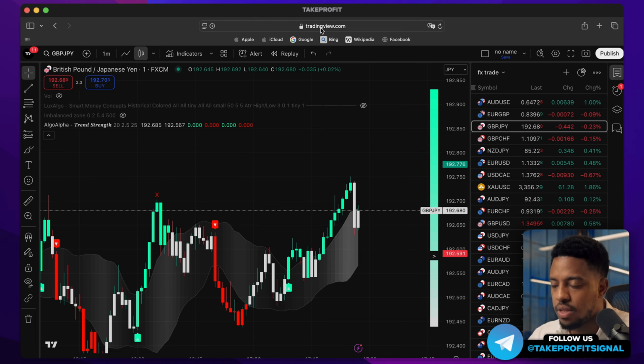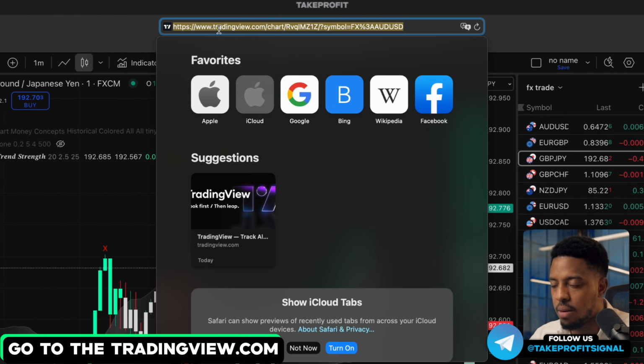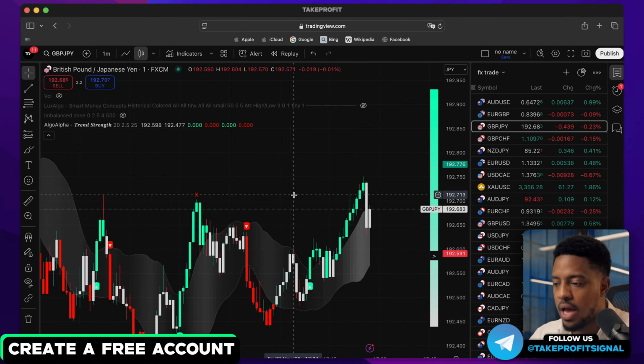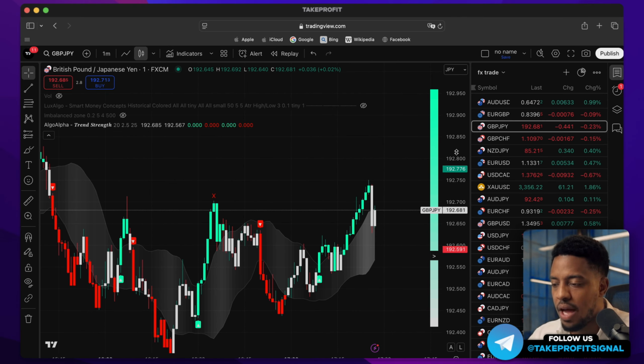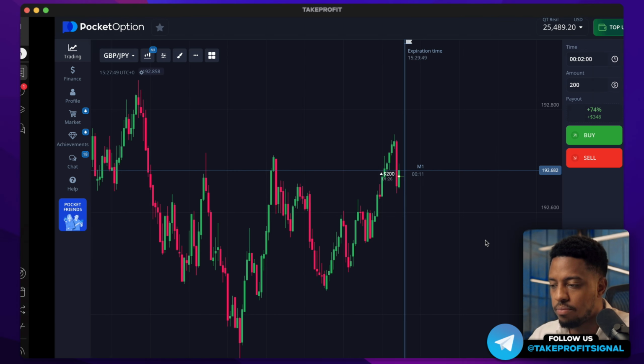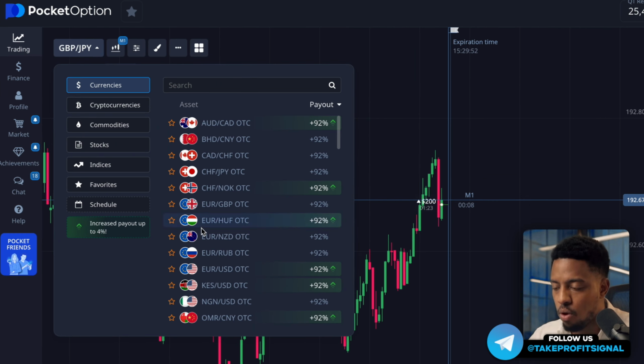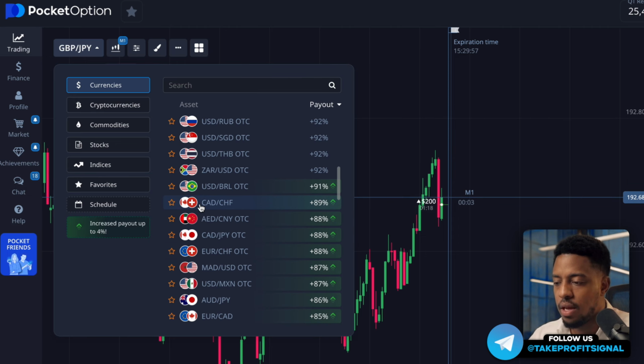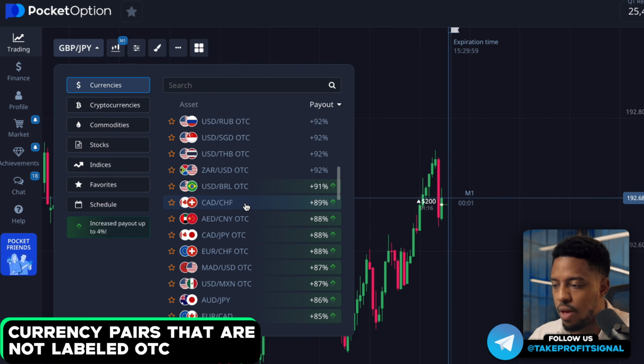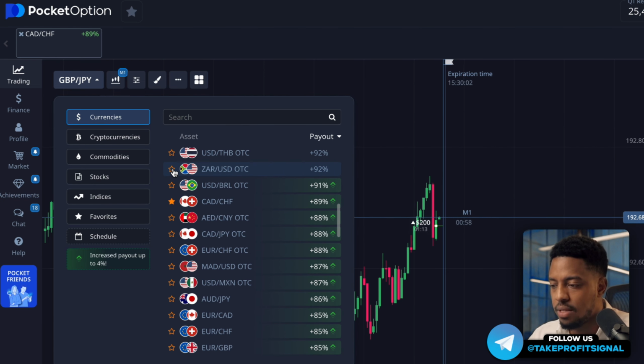The first thing you do is, of course, go to TradingView.com, create a free account here, and open the currency pairs that you have on the Pocket Option platform. That is, we have pairs from the broker labeled OTC. We need regular currency pairs that are not labeled OTC. This is very important.